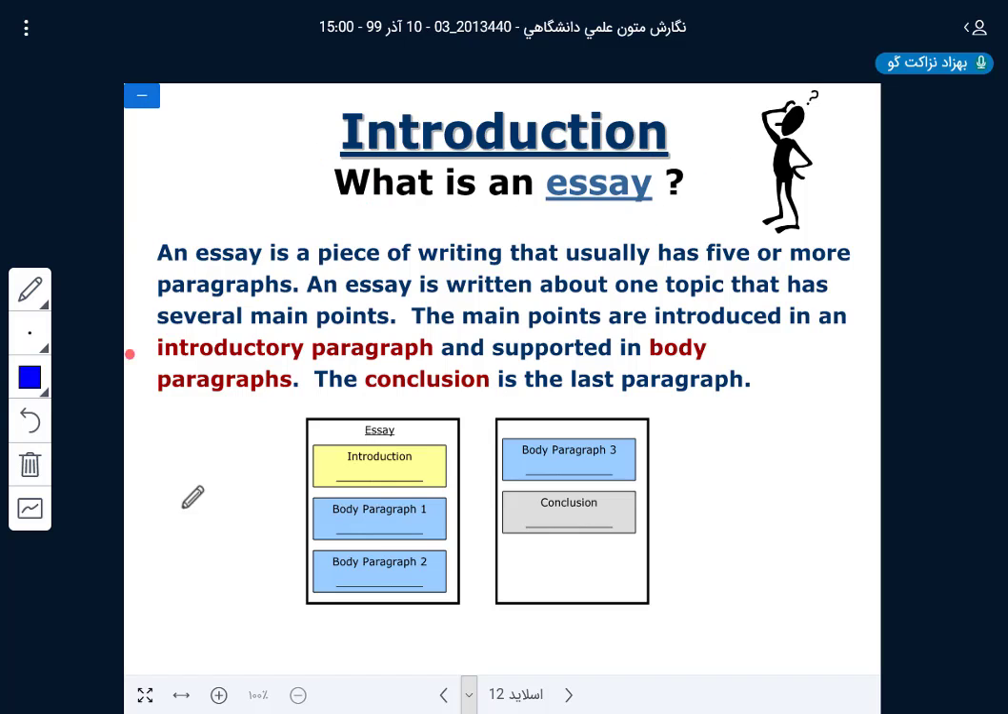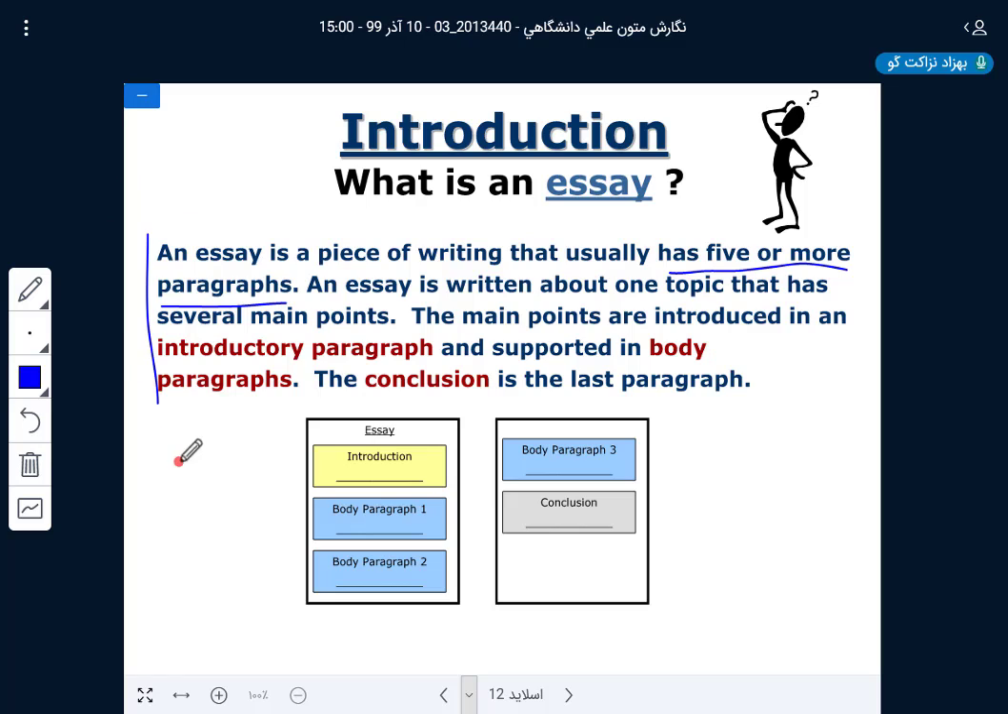What is an essay? Okay, go on. Irfan, read this part. Yes, sir. What is an essay? An essay is a piece of writing that usually has 5 or more paragraphs. But remember, this definition is not a logical definition because we never define a paragraph based on the number of sentences, or we never define an essay based on the number of paragraphs.